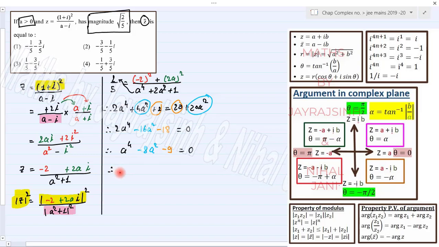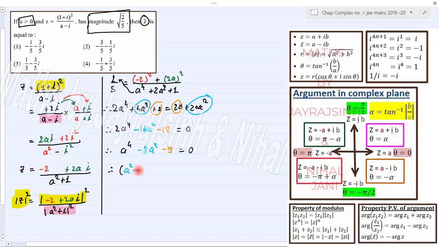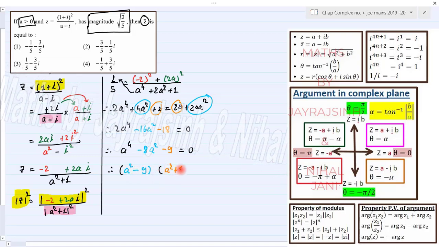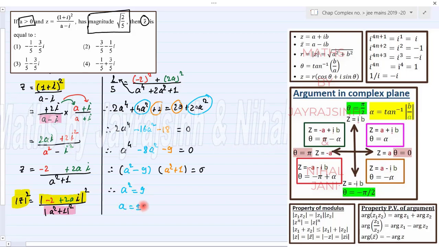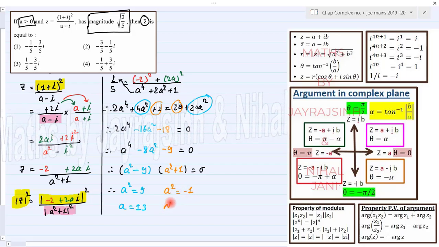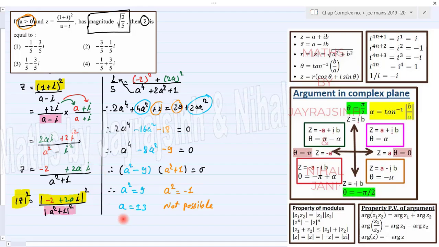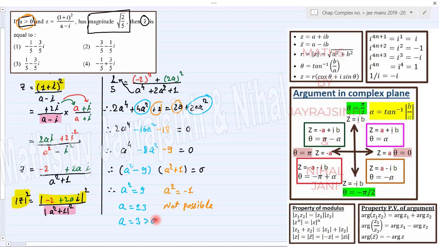Now just factorize. So factorizing, we will get a square minus 9 and a square plus 1 is equal to 0. So we will get a square is equal to 9, which will lead us to a is equal to plus or minus 3, and a square is equal to minus 1, which is not possible because a is greater than 0. So the only answer we will get will be a equal to 3, which is greater than 0.